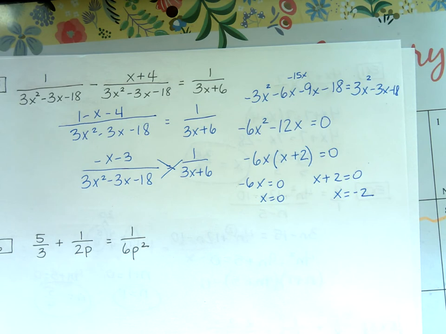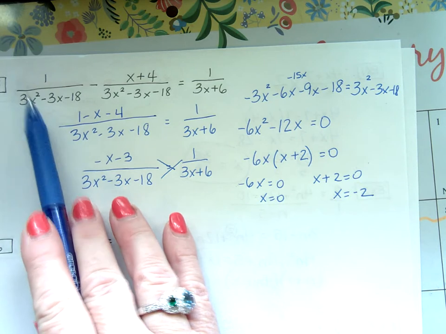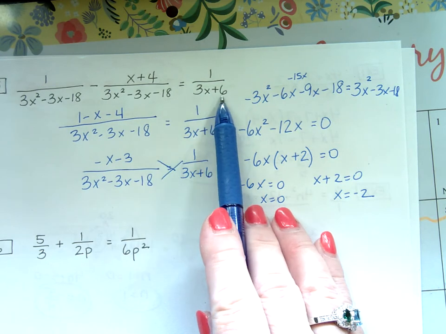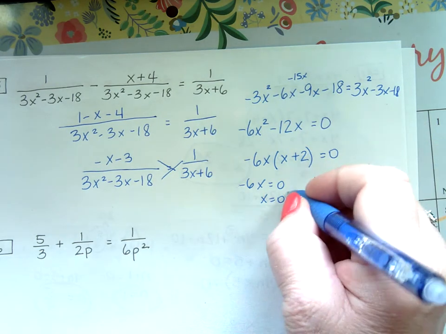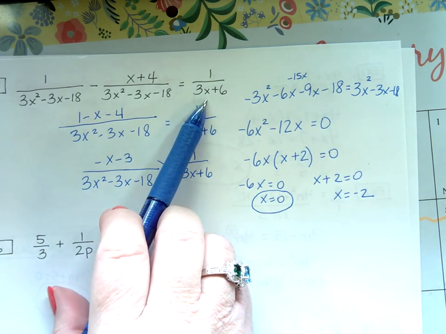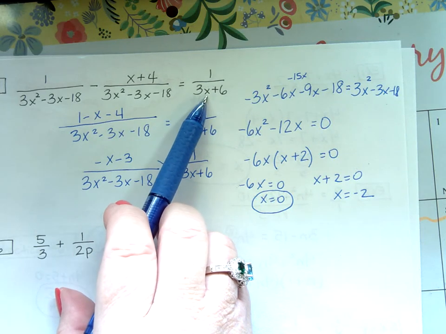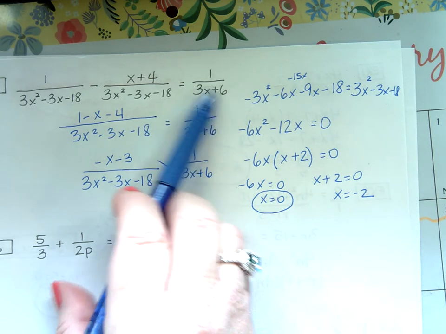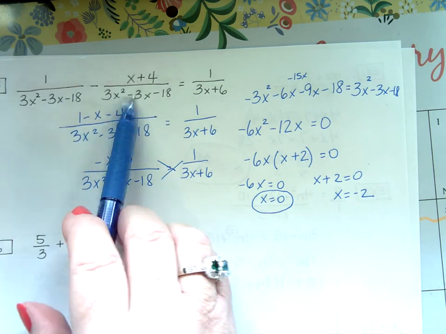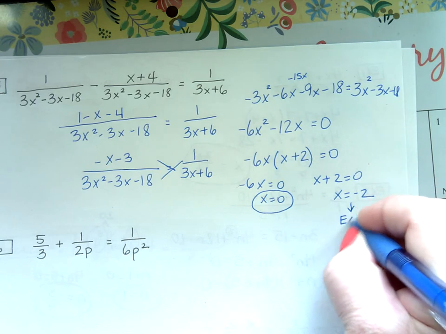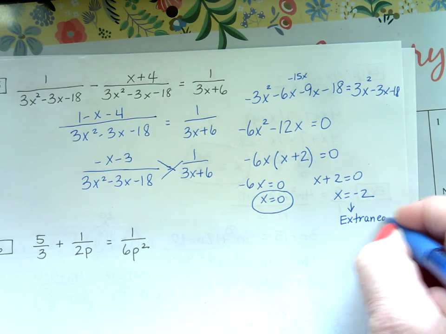So I get two answers, but now I got to check, is anybody extraneous? So if I put a 0 into here, it'll be 0, 0, 18. That's fine. 0, 0, 18. 0, 6, that's 6. So this is a good answer, x equals 0. If I put a negative 2 in, though, well, let me do it into this one. This is the easiest one to see it in. 3 times negative 2 is a negative 6, and negative 6 plus 6 is 0. So it does not work for this one. It doesn't even matter. You don't even have to check these. If it doesn't work for this one, it's automatically extraneous for the whole thing. So this is an extraneous answer. It is not part of your solutions.